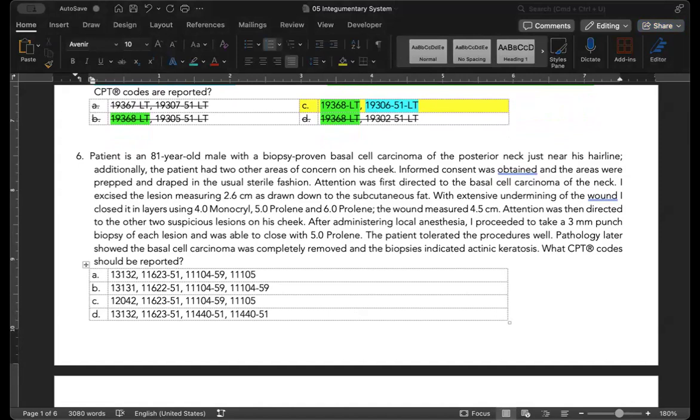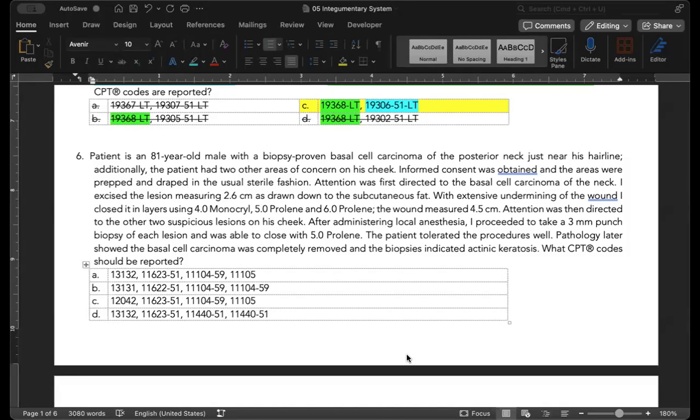Okay. Number 6, patient is an 81-year-old male with a biopsy-proven basal cell carcinoma of the posterior neck just near his hairline. Additionally, the patient had 2 other areas of concern on his cheek. Informed consent was obtained, and the areas were prepped and draped in the usual sterile fashion. Attention was first directed to the basal cell carcinoma of the neck. I excised the lesion, measuring 2.6 centimeters as drawn down to the subcutaneous fat. With extensive undermining of the wound, I closed it in layers using 4-0 monocryl, 5-0 proline, and 6-0 proline. The wound measures 4.5 centimeters.